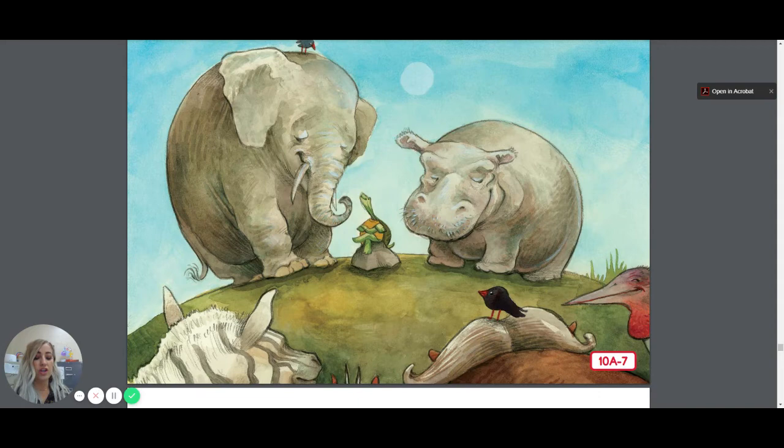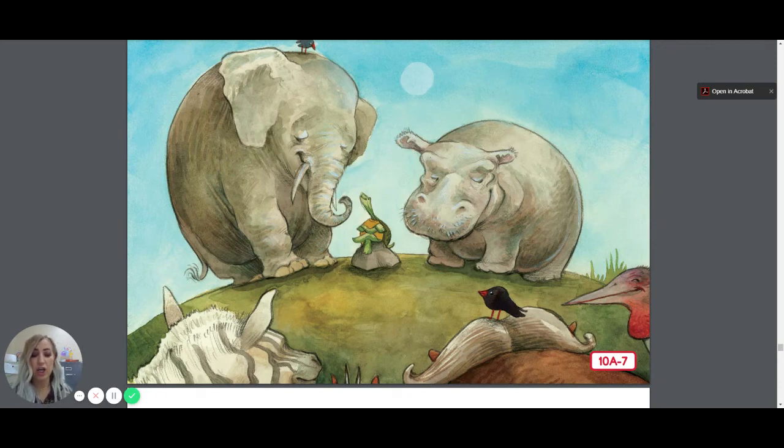Where is turtle during the tug of war? Is he pulling on one of the vines? No, he's right in the middle, ready and waiting to clip the vine. Remember that? Why do hippopotamus and elephant finally agree to be friends with turtle? They agree to be friends because they think he proved that he is just as strong as they are, right?